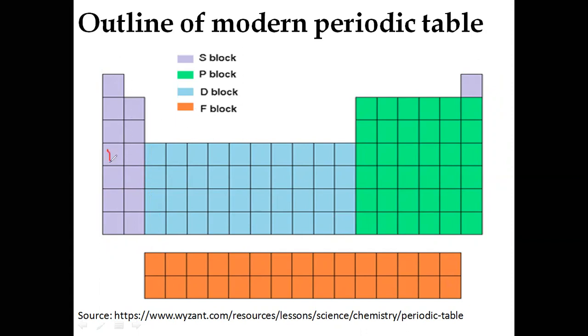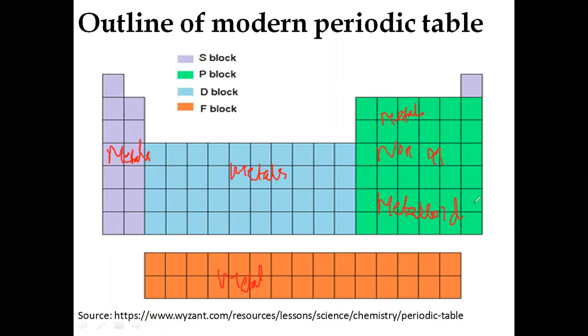S block contains all metals. D block also contains metals. P block contains metals, non-metals and metalloids, what we also call semi-metals. So try to understand: there are metals as well as non-metals and metalloids present in this last right corner block. And F block also has only metals. Remember this: S block, D block, F block contain metals, and P block contains metals, non-metals and metalloids.